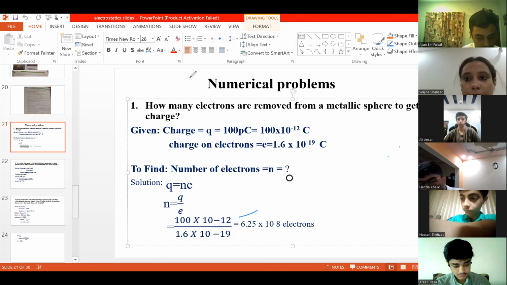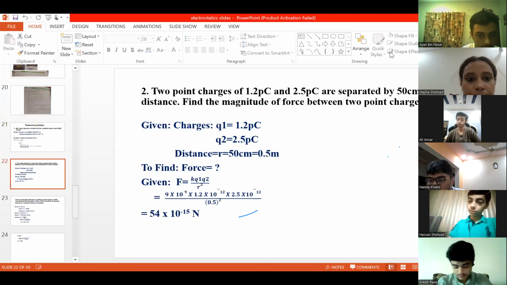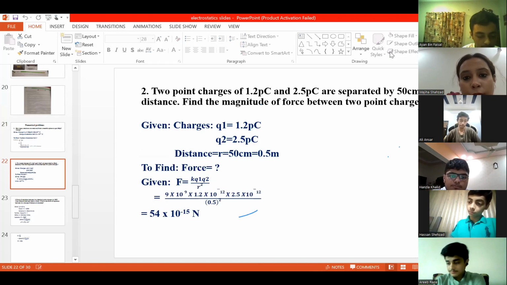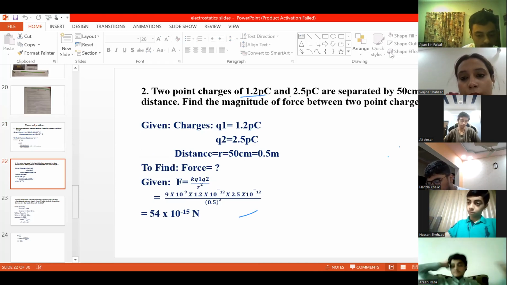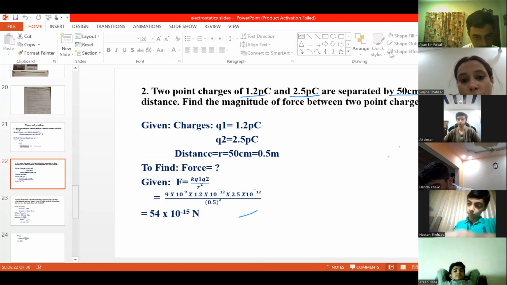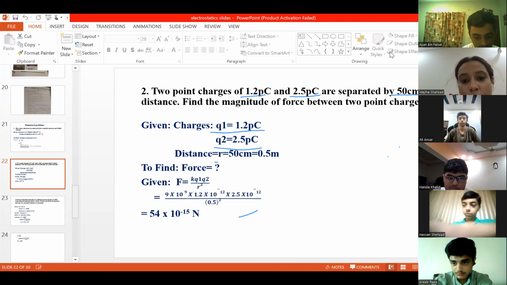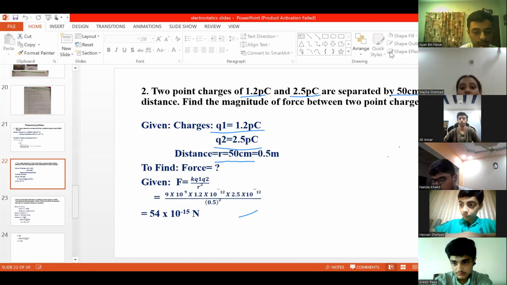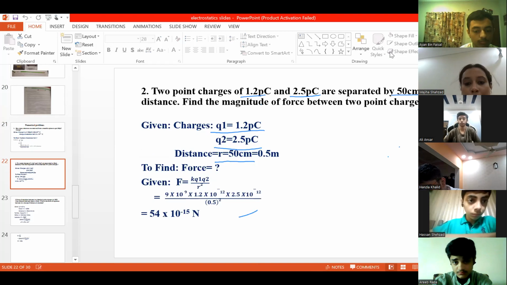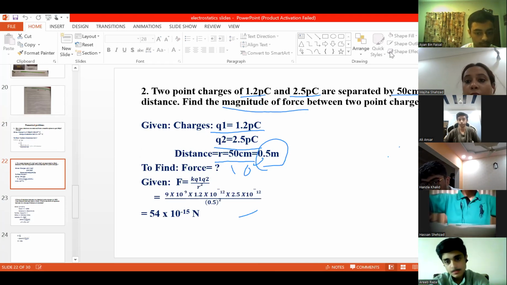Now, problem number 2 is: two point charges of 1.2 pico coulomb and 2.5 pico coulomb are separated by 50 centimeter distance. It means two charges are given. One is Q1, 1.2 pico coulomb, and the second is Q2 equal to 2.5 pico coulomb. And they are separated by a distance r equal to 50 centimeter. First of all, we will convert distance into meters. So 50 divided by 100 gives you 0.5 meter.